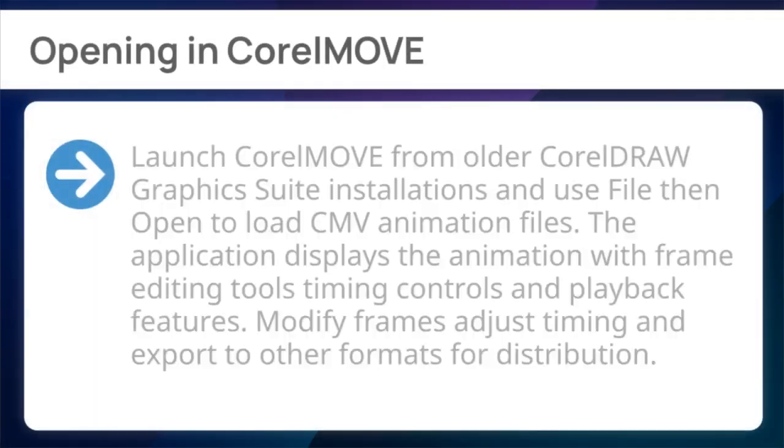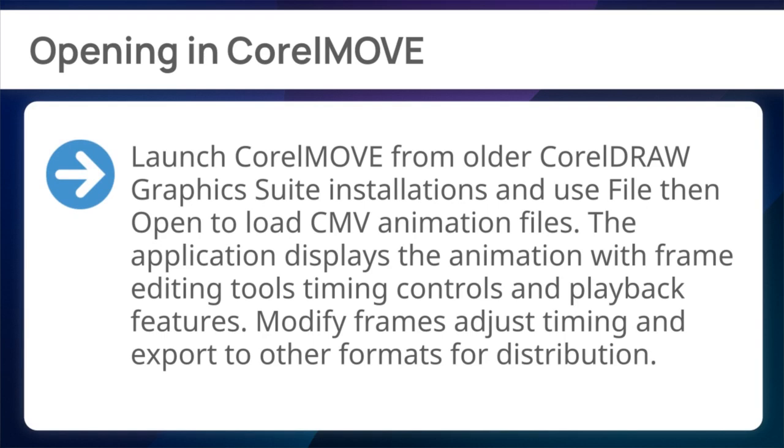First, opening in CorelMOVE. Launch CorelMOVE from older CorelDRAW Graphics Suite installations and use File then Open to load CMV animation files. The application displays the animation with frame editing tools, timing controls, and playback features. Modify frames, adjust timing, and export to other formats for distribution.